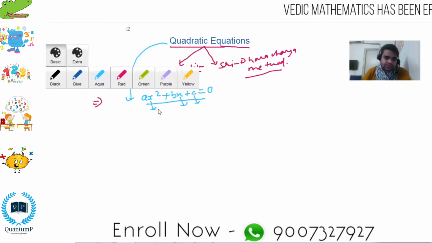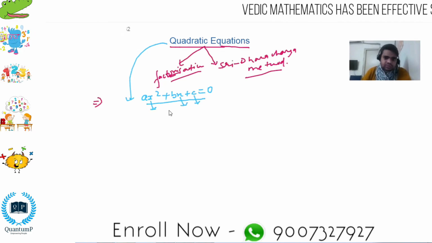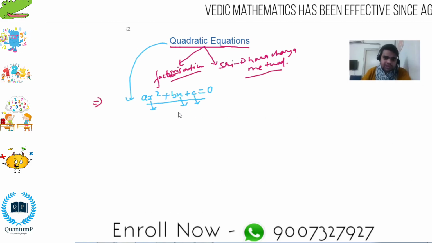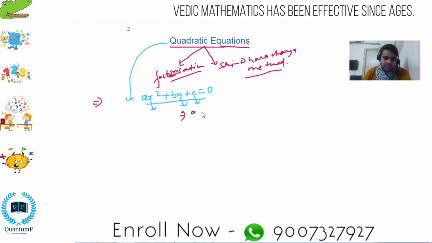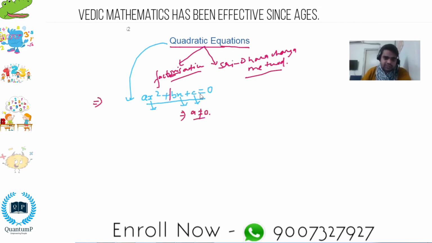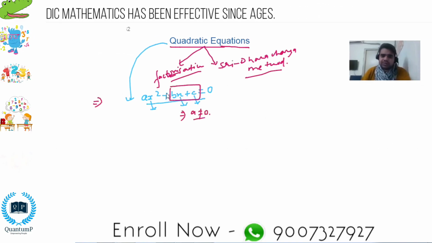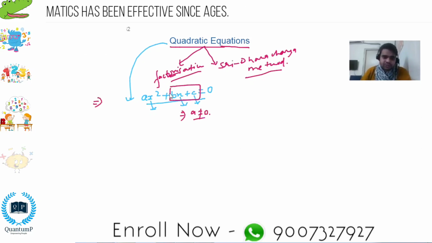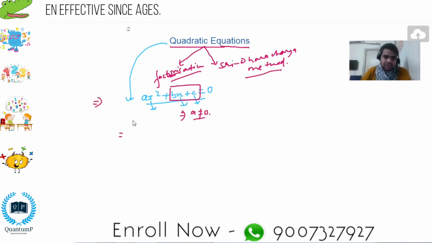What is the condition here? The condition is that a should not be equal to 0. If a becomes 0, this will land up to bx plus c, then it will not be a quadratic equation.